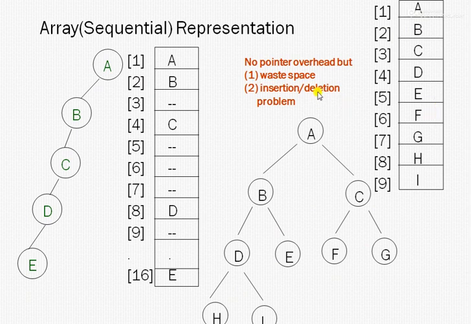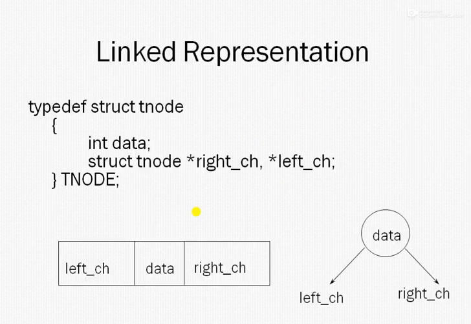Though in array representation we may not have the overhead of pointers, we may have two problems: wastage of space, and the insertion and deletion problem. And when the size of the tree is huge, array representation may also not be suitable. So for these situations, we can go for the link representation, where we will use a structure, and the structure will have 2 pointers.